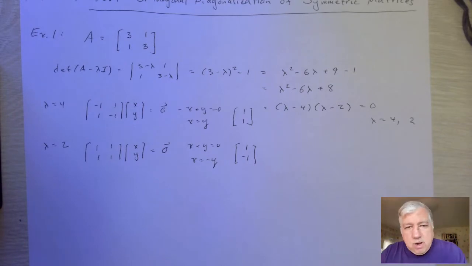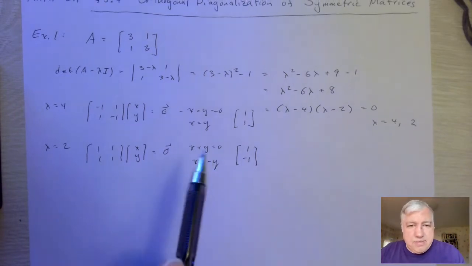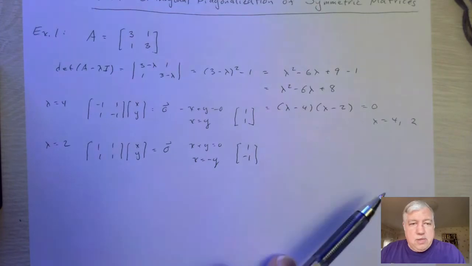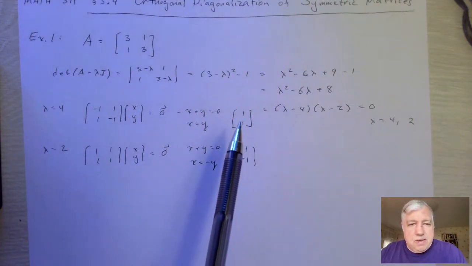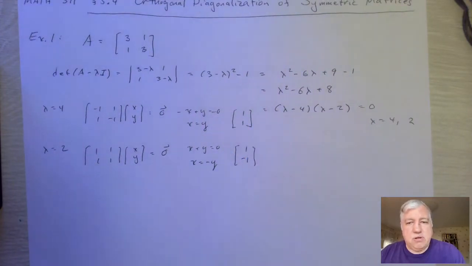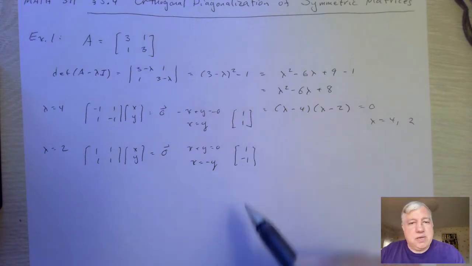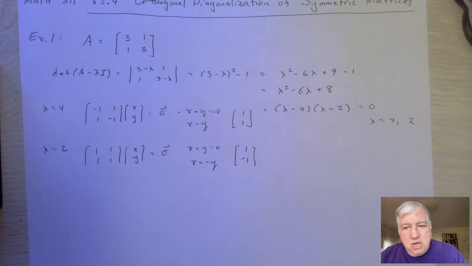Now, before we go on, we know that these two vectors are linearly independent, because they come from distinct eigenvalues. But you'll also see that they're orthogonal. If you take the dot product of these, you get 0. And that's no accident; we're going to find out why.